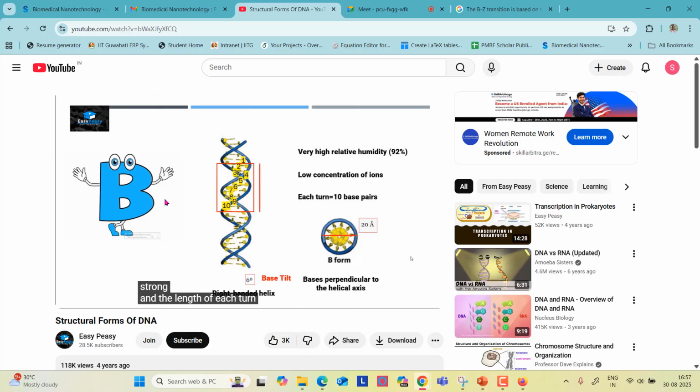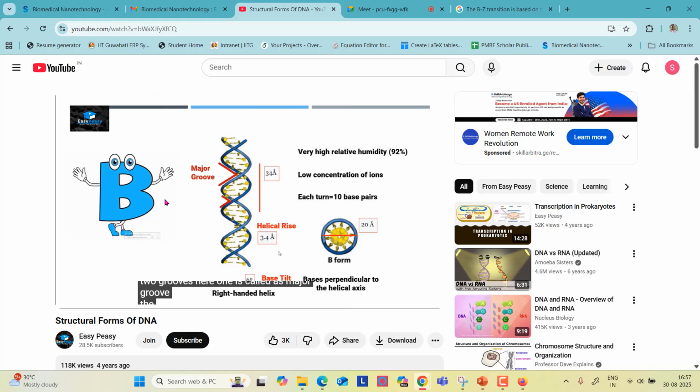The length of each turn is approximately 34 angstrom. The distance between two base pairs, like this is the first base pair and this is the second base pair, is called helical rise. Helical rise is 3.4 angstrom. There are two grooves here. One is called the major groove and one is called the minor groove. So this is the structure of B DNA.